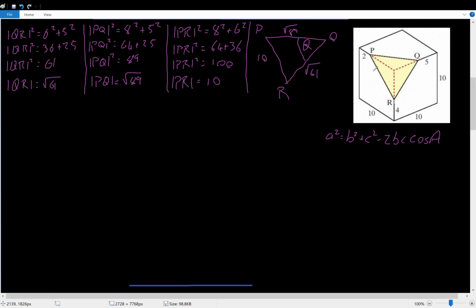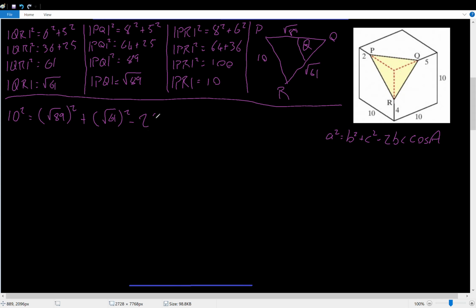That's because you notice in the cosine rule, the side and angle that start and end this rule are going to be the same letter. They correspond to each other. They're going to be opposite each other in the triangle. So we put this together with what we have from our triangle, trying to get this angle measured out. It's going to be 10 squared is equal to root 89 squared plus root 61 squared minus 2 times root 89 times root 61 times the cos of Q.